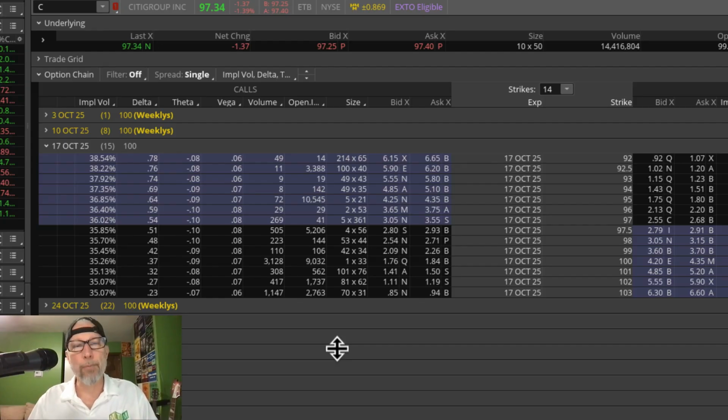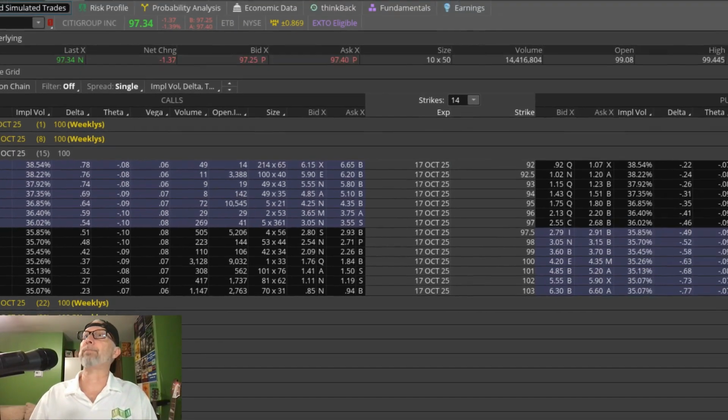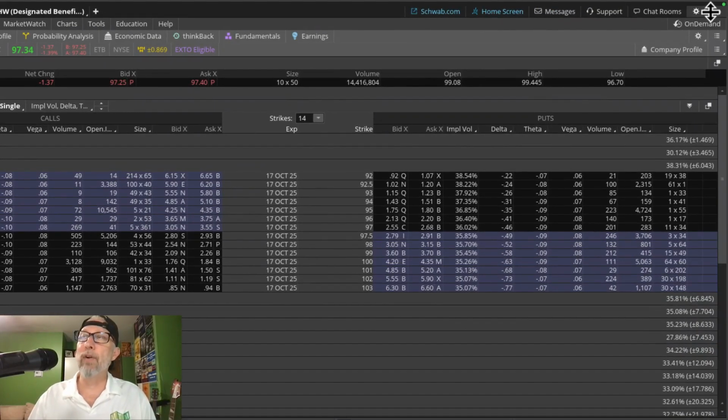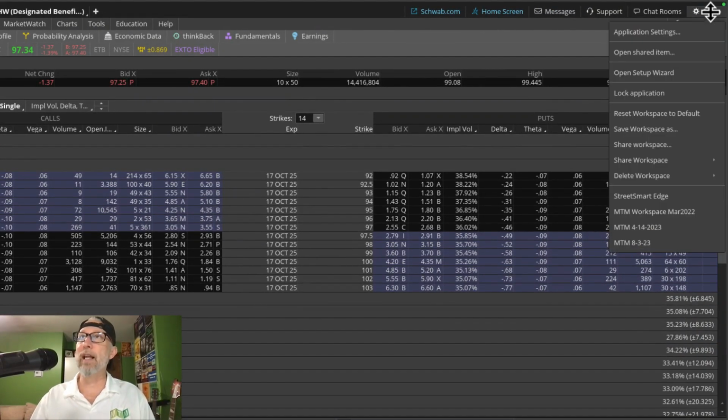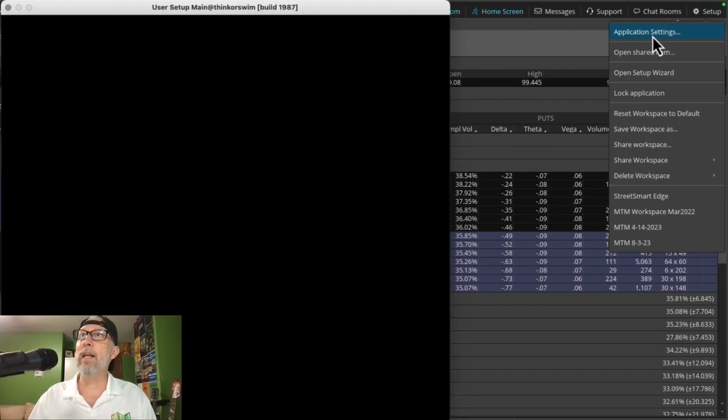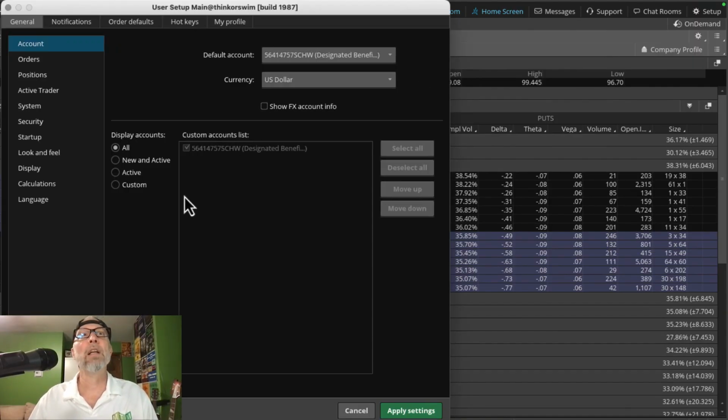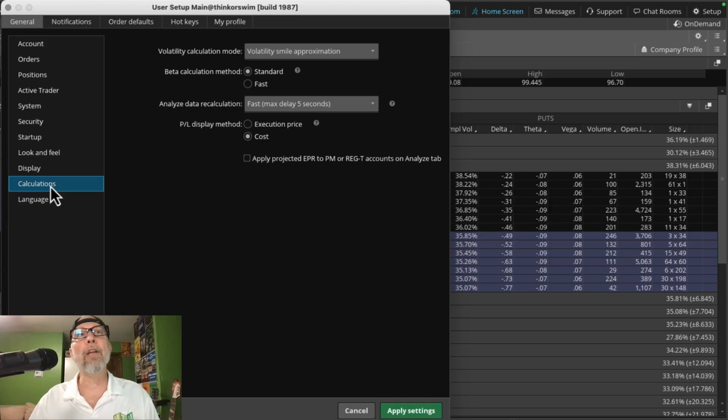But here's a problem. You can set up your volatility column in your options chain a couple of different ways, and there's really only one right way to do it. In order to do this, we have to go and look at how it's set up. So we go to the top right-hand corner of Thinkorswim, click on Setup, click on Application Settings, and then we go to Calculations.